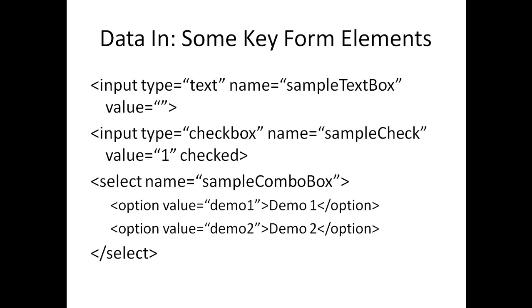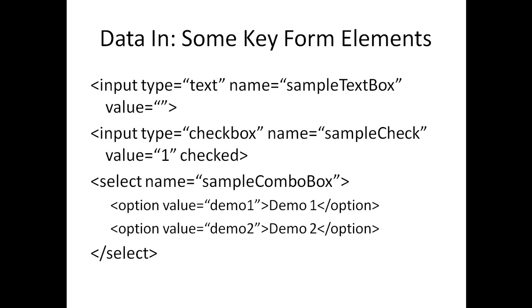The next one is input type equal checkbox, name equals sample check, value equal 1. And I put the checked parameter there. So this is how you create a checkbox, and the value is what the variable for the checkbox, the name, will be set to if the checkbox is checked. And I use the checked keyword here to have the checkbox checked when the form loads.